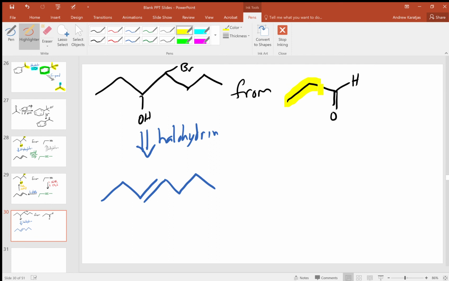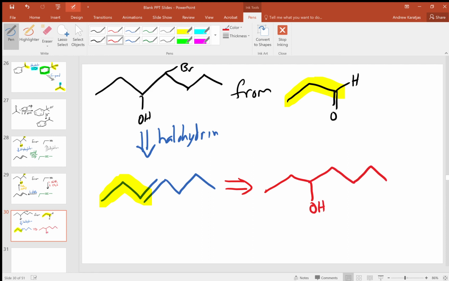So if we think of these three carbons here as the three carbons on the left, and we know if we add a Grignard, that means we're going to result with an alcohol. So we could do dehydration, and then we could get back here using a Grignard. Again, that's our retrosynthesis. Now what's the forward synthesis?